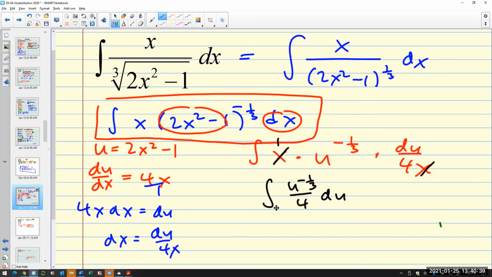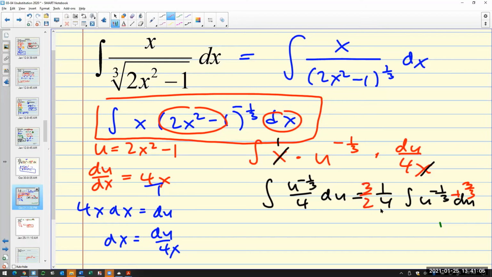What's the scalar in this problem? What's the scalar? 1/4. So guys, you can pull out a 1/4 integral of u negative 1/3 du. Okay, then you're going to work this problem just like you did yesterday. You're going to add 1, which is adding 3/3. What's negative 1/3 plus 3/3? 2/3. But when you divide by 2/3, you're multiplying by 3/2. That's the hardest thing to keep track of.